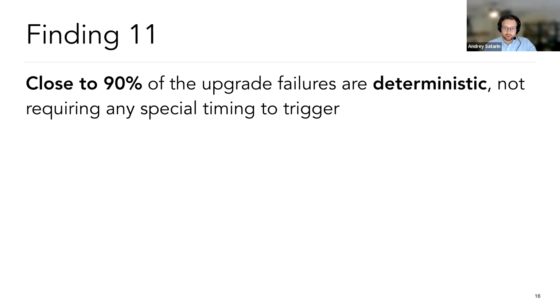Almost all of those upgrade failures are deterministic, so you don't need to find any kind of special data races or timing conditions or things like that. If you can drive the system into that behavior with the workload, you can observe those with pretty high confidence.